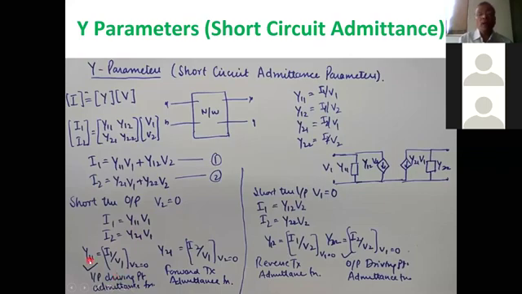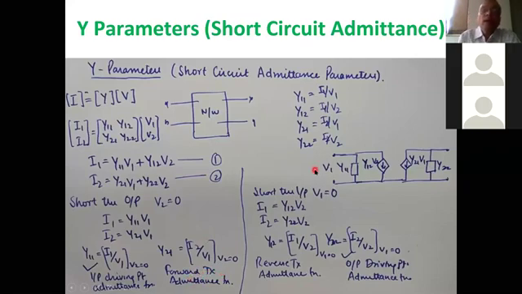Z11 was referred to as the input driving point impedance. Here, this Y11 is referred to as the input driving point admittance, as it is an admittance. Then Y21 is I2 upon V1 at V2 equal to 0. This is the forward transfer admittance function. So as Z21 was the forward transfer impedance function, this will be the forward transfer admittance function.